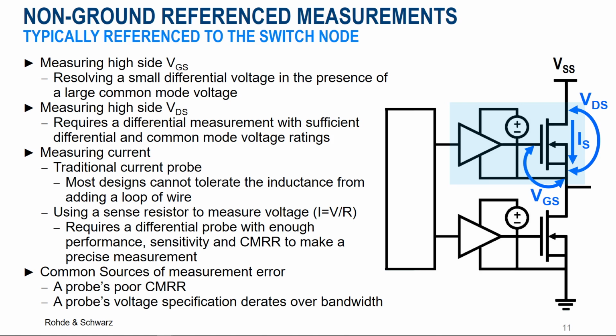An additional measurement that can be made with a differential probe is across the shunt resistance to get the high side current. However, care should be taken when using a differential probe in the presence of a fast, large common mode signal because the error signal is likely to swamp out the actual signal. Getting a known voltage across a shunt resistor is usually preferred to using a traditional current probe due to the added inductance of a wire needed to measure the current.